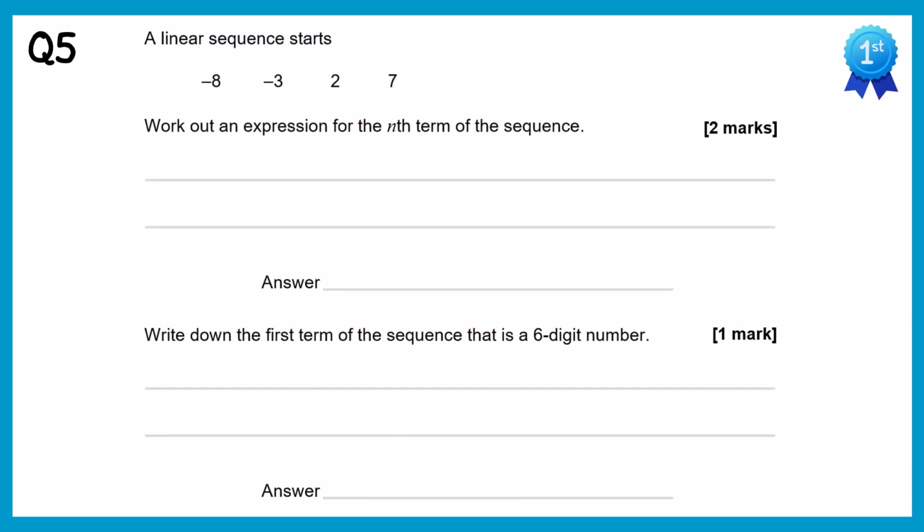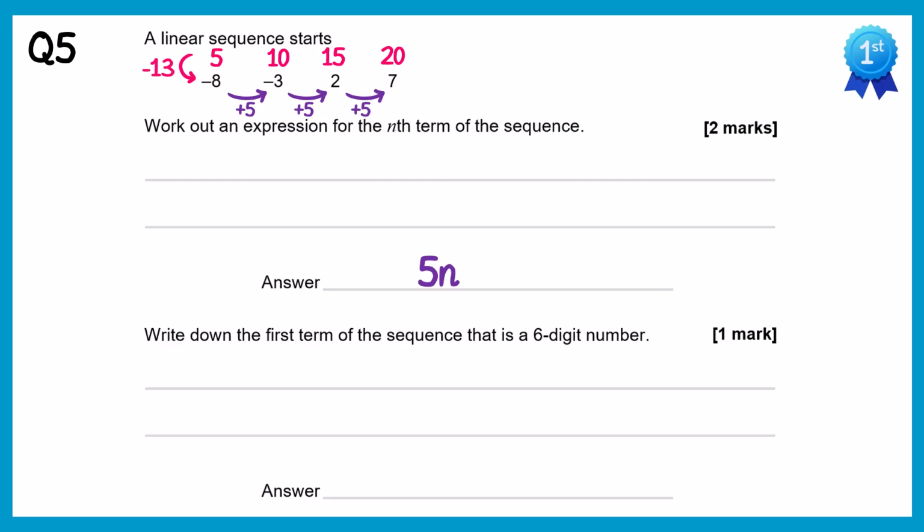In question 5, we need to find the nth term of this sequence. First of all, we're going to find the difference between each of the terms, and in this sequence it's plus 5. This means the sequence is a 5n sequence. So we can write the 5 times table above the sequence, 5, 10, 15, 20, and so on. And then we need to consider how we would get from the 5 times table, which is 5n, to our sequence. In all of these cases, you need to subtract 13.